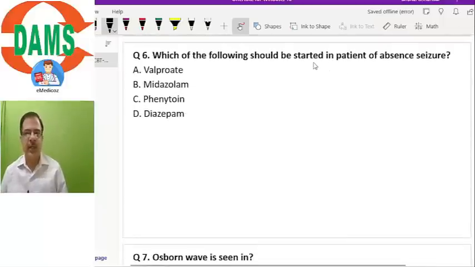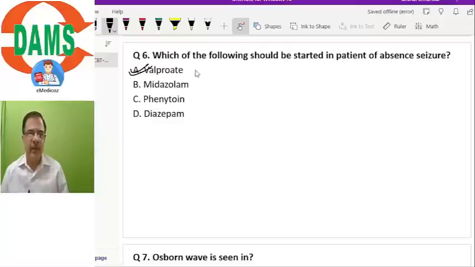Question number 6. Which of the following drugs should be started in a patient of absence seizure? So ethosuximide is the drug of choice, but that is not given. Our best response will be valproate. So if ethosuximide was given, then it should have been the first choice.